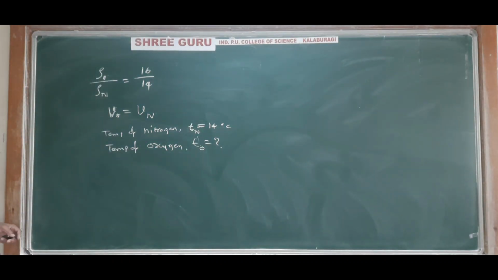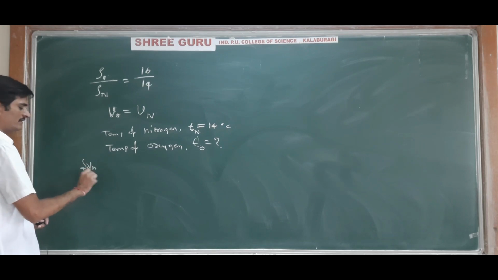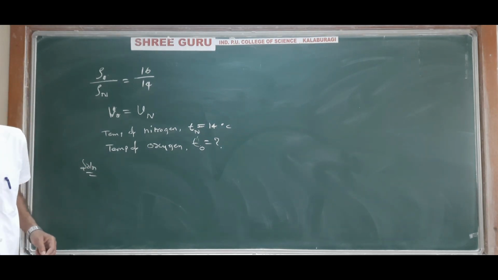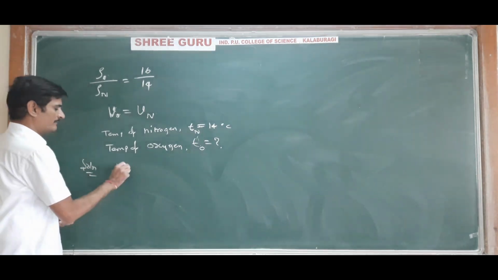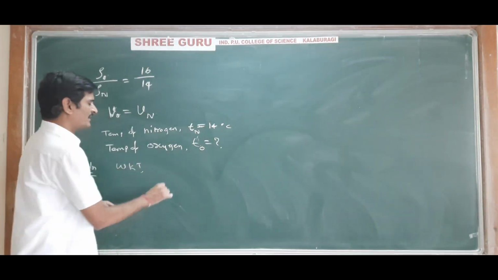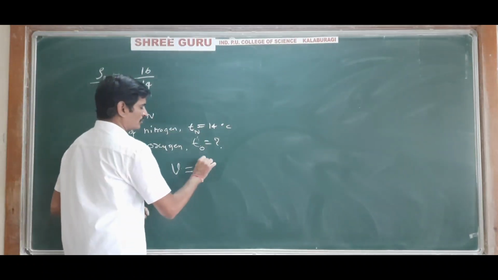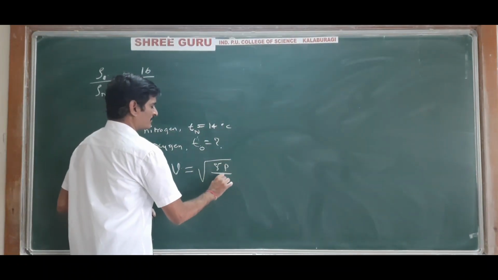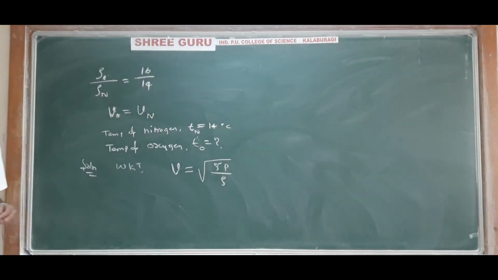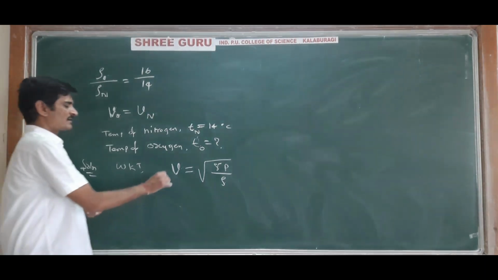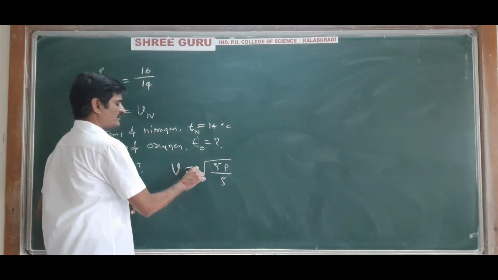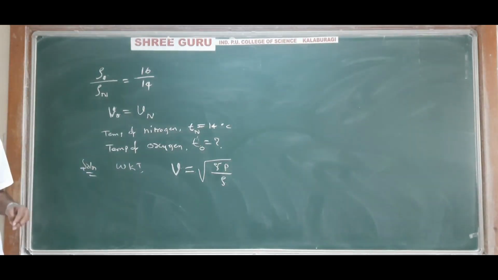Okay, so now how to solve this problem? See here, I will tell the solution. We know that the velocity of sound in a gaseous medium or in air medium is given by V is equal to under root gamma P divided by rho.